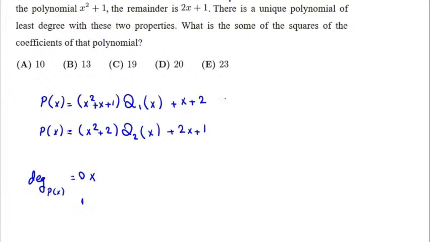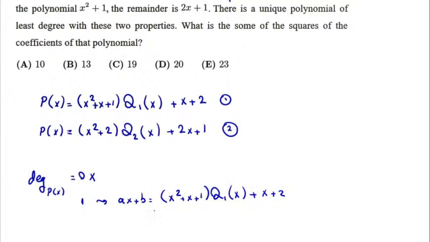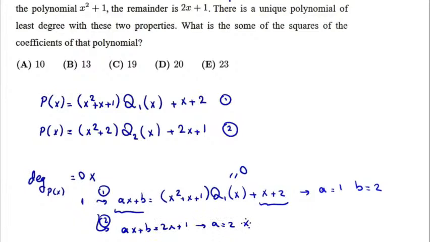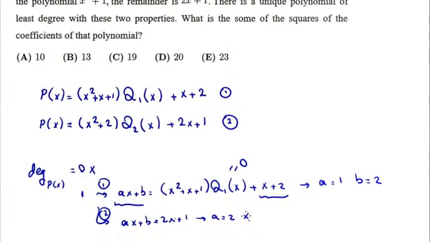Let's consider it is 1, it is 2. So by 1, ax plus b, if you divide by x squared plus x plus 1 times q1 of x, because the degree here is 1 and the degree here is 2, it will be exactly equal to this, and q1 of x equals 0. So a is 1, b is 2. And if you use the second part in a similar way, ax plus b equals 2x plus 1, a equals 2, and that's a contradiction. So the degree is not 0, the degree is not 1.